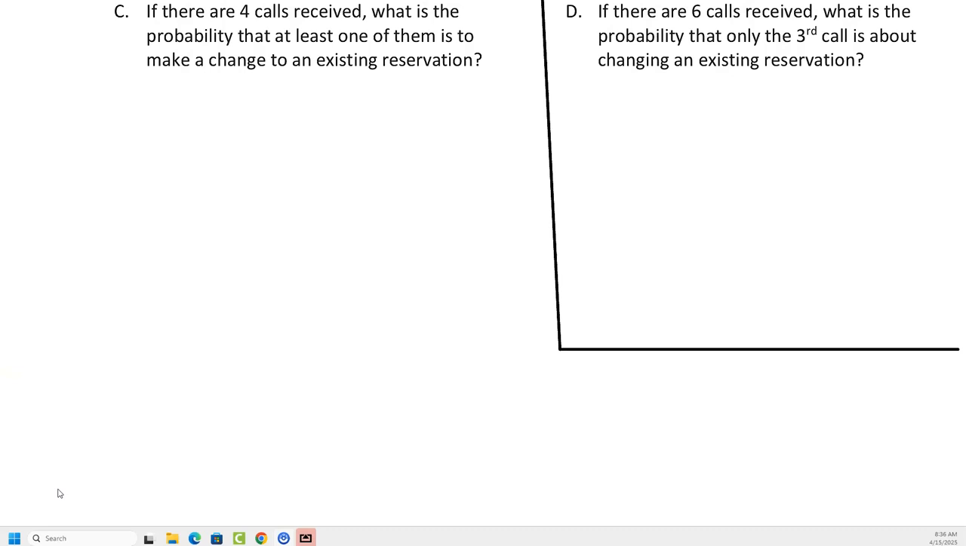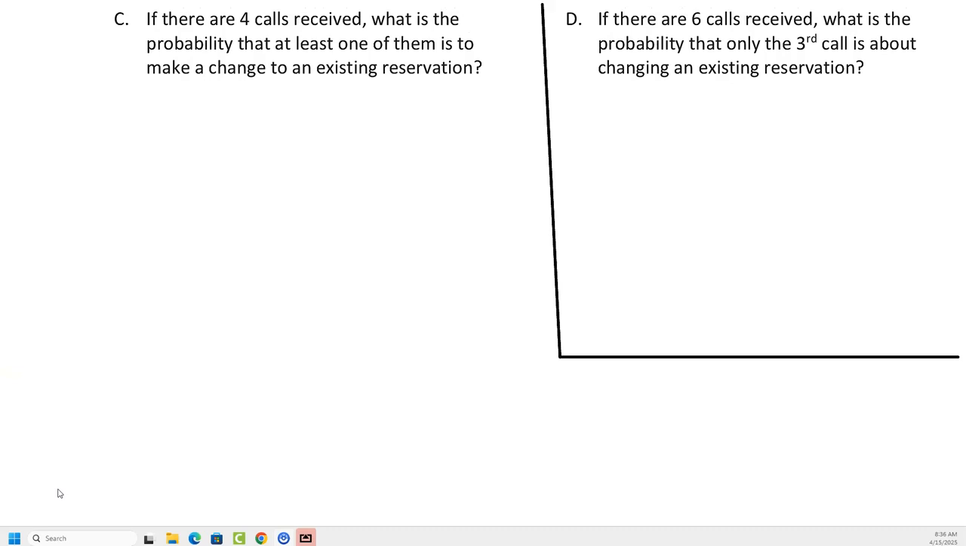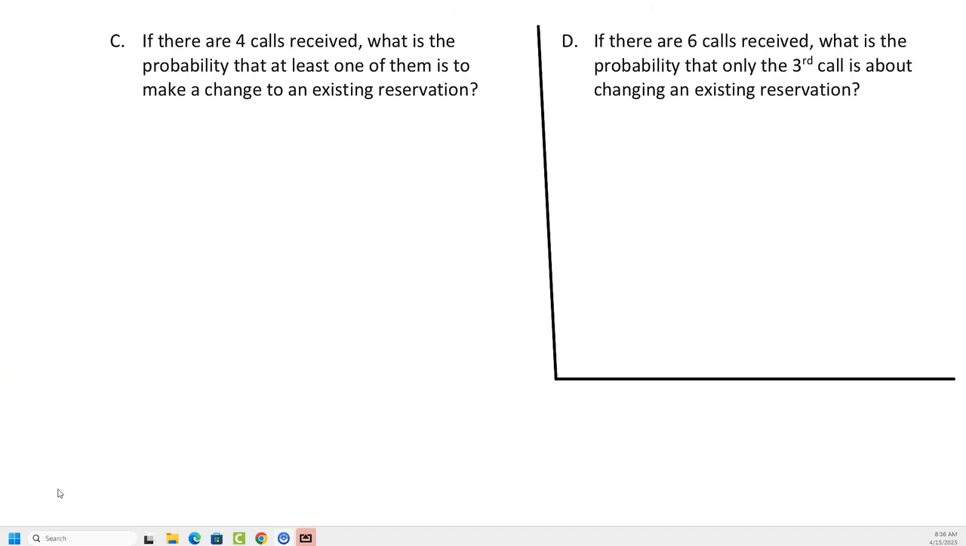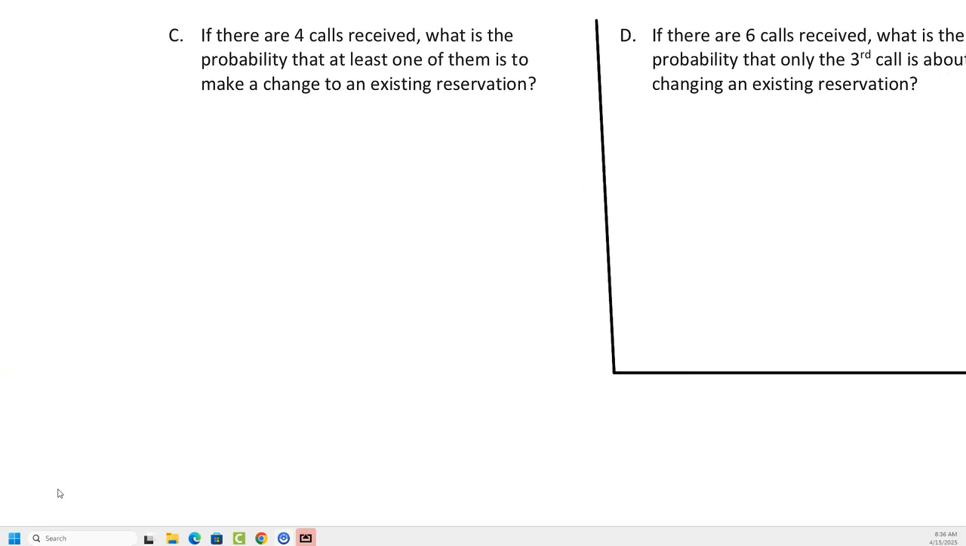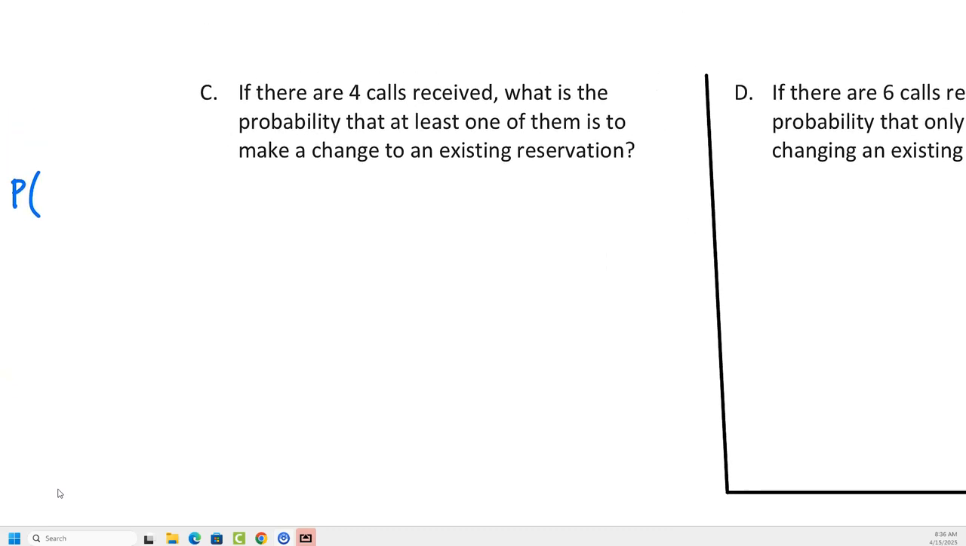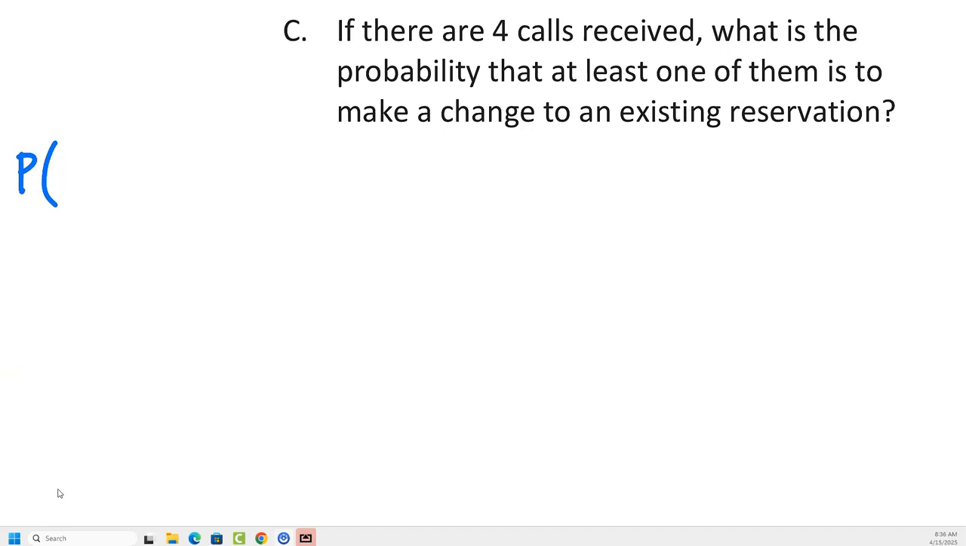C says, if there are 4 calls received, what is the probability that at least one of them is to make a change to an existing reservation? Uh-oh, did you see that? At least one is right there. So that's one of those problems. Okay, so let's just say here, I'm going to write it way over here because I know. So the probability at least one change in 4.